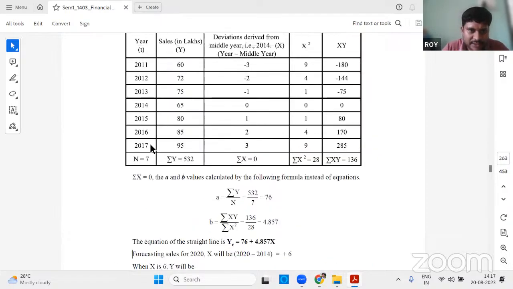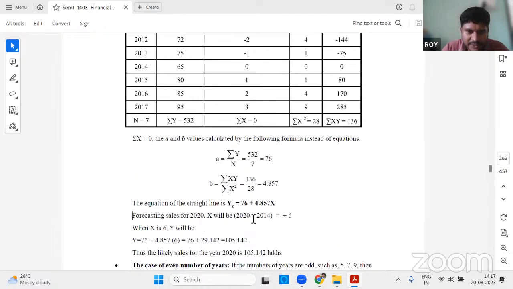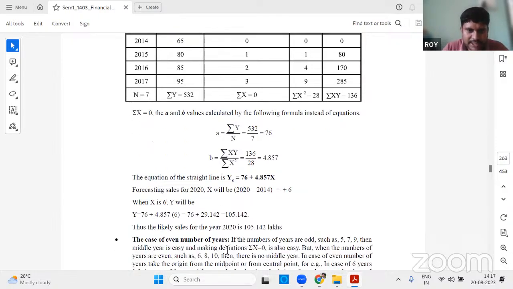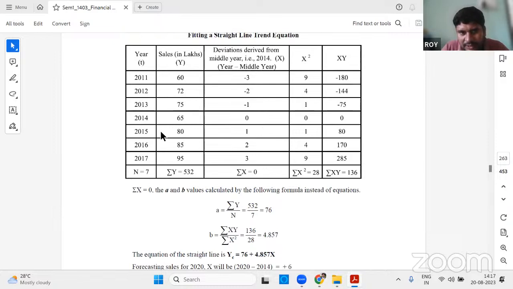If you take 2020, we have data till 2017 here. 2020 will be 2020 minus 2014, the middle value I am taking, so plus 6 will come. When X is 6, then Y will be this. The sales for the year is 105.142 lakhs. I have the data till 2017, and I have calculated this. I got the sum of Y by N, the sum of X into Y as 136, and the summation of X square equal to 28. We got these values.